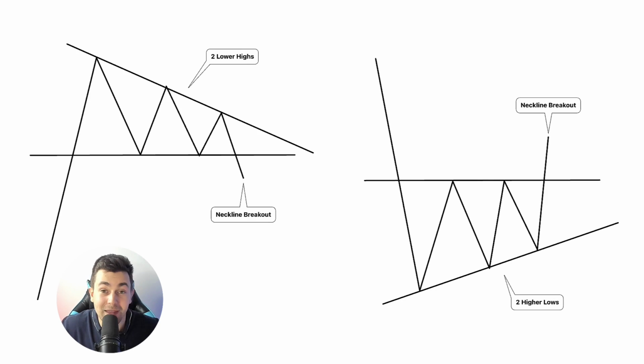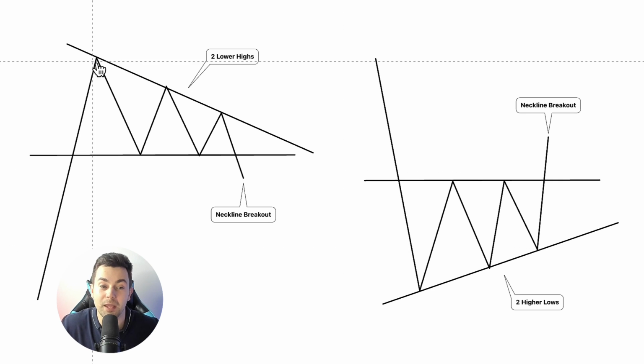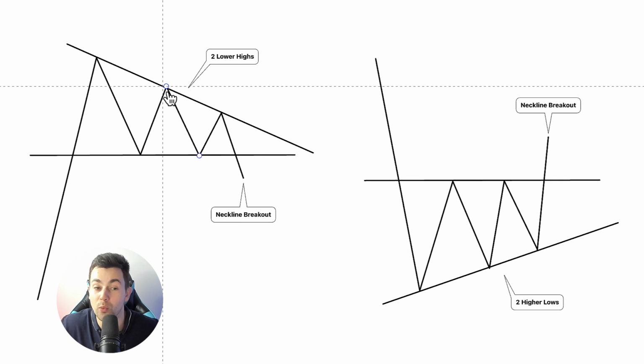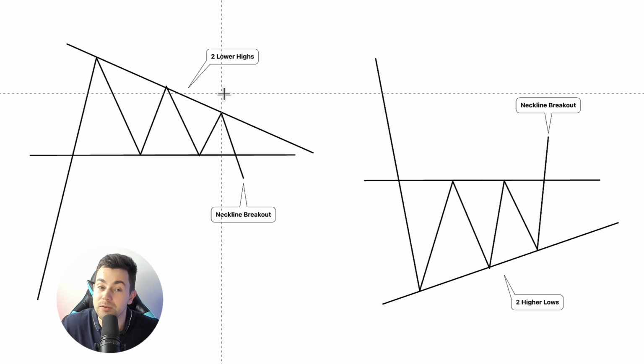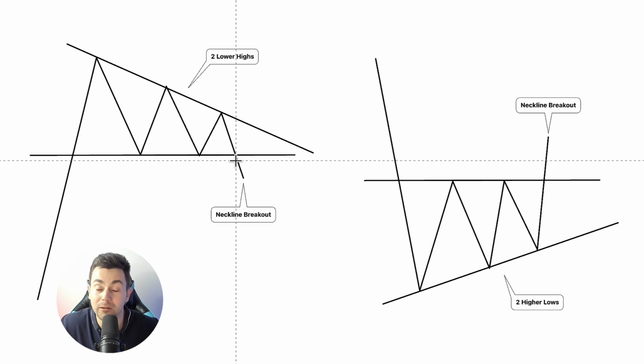The last pattern that I traded this year was the ascending and descending triangle. The descending triangle is the continuation of a double top formation with the lower high, and it should have at least 2 lower highs, and the breakout of the neckline of the pattern is a very strong bearish signal.